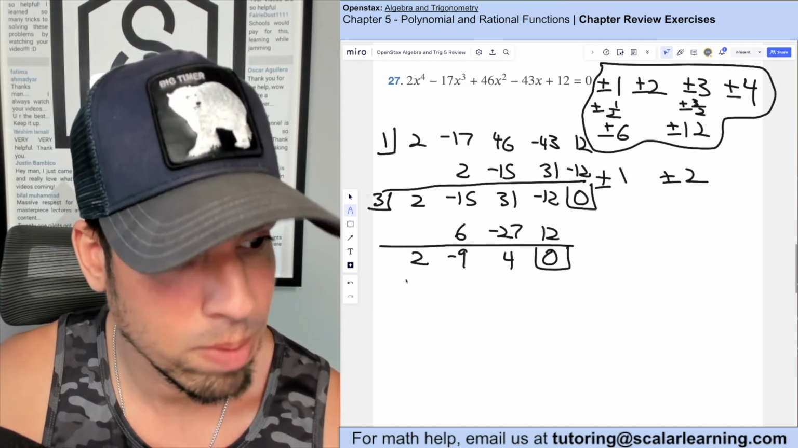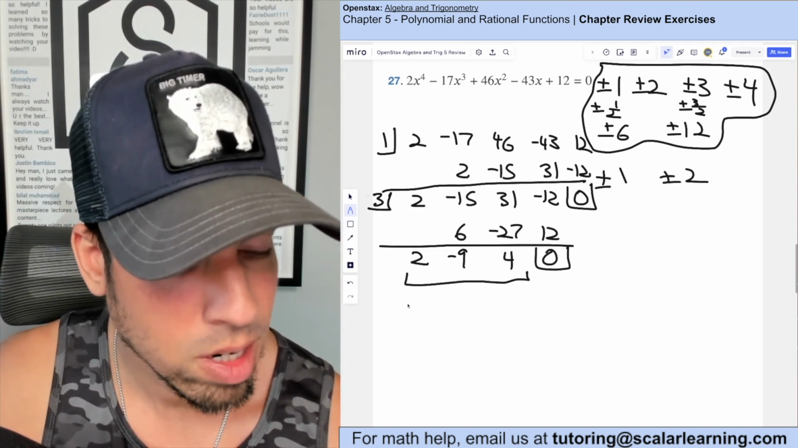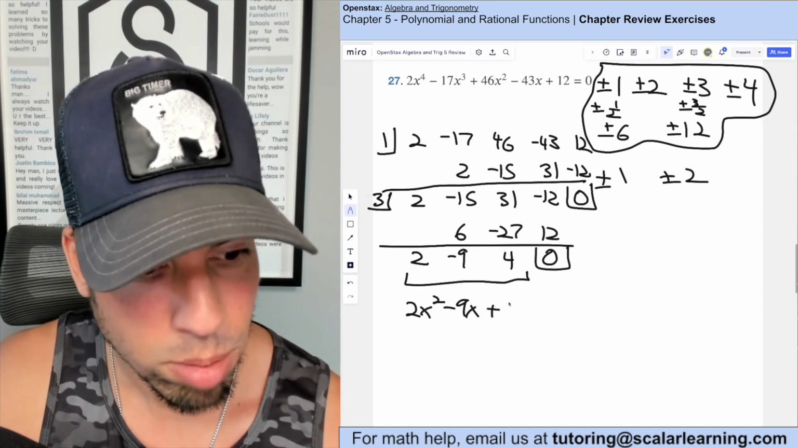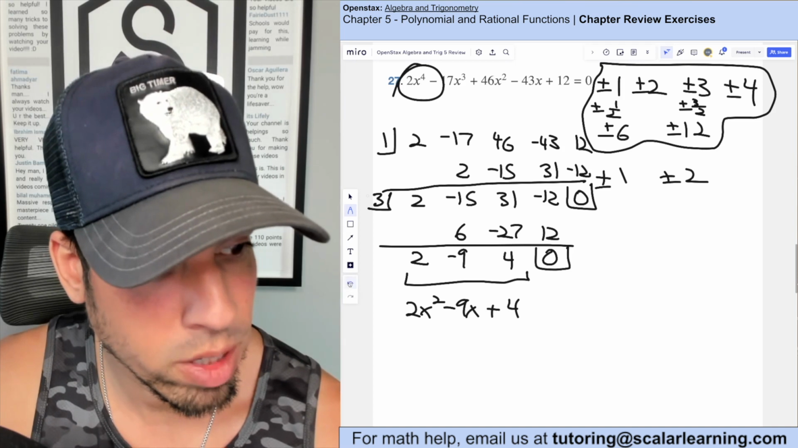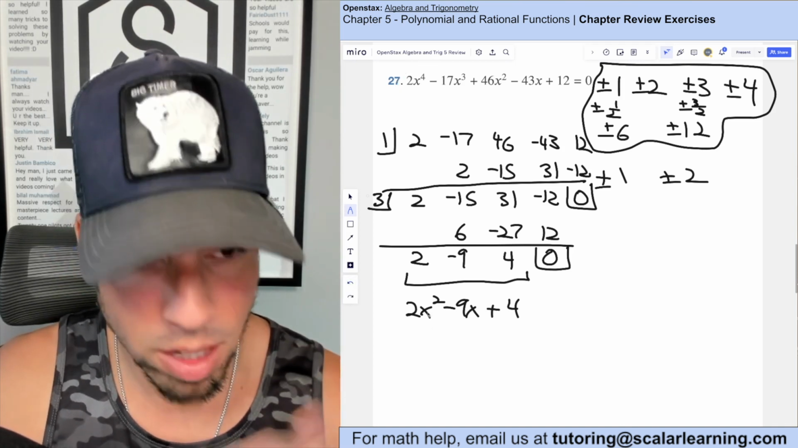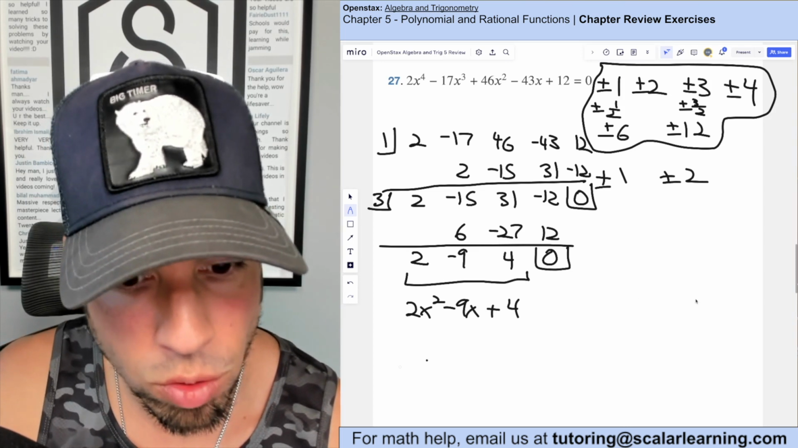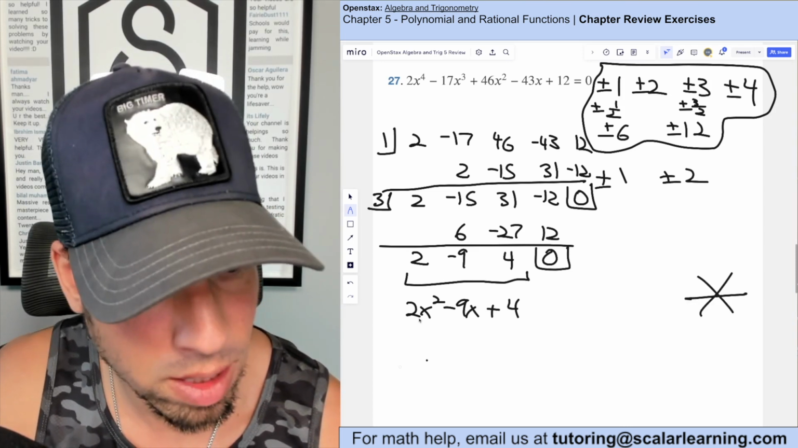So now you have 1 and 3, and we've got it down to 3 terms. Now I can write this out as 2x squared minus 9x plus 4. Again, we started with a 4th degree. We've run synthetic twice, so now we're down to a 2nd degree. So now that we have this nice quadratic, we're going to factor, and we're going to do so using the star method, and that's because we have a leading coefficient.